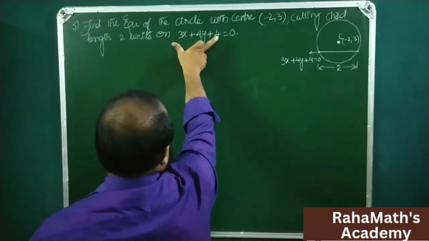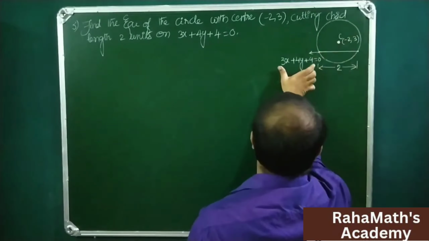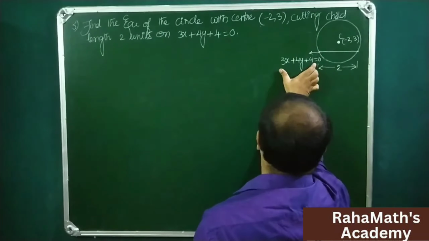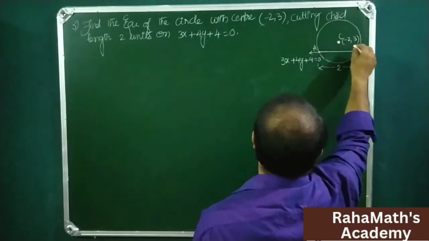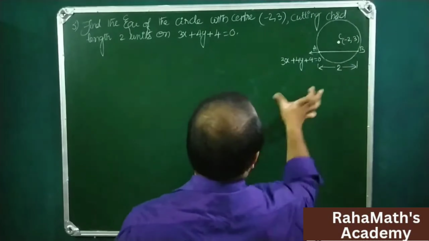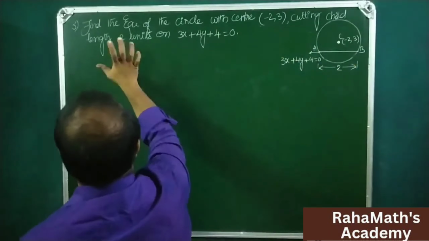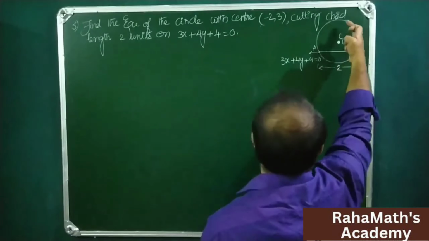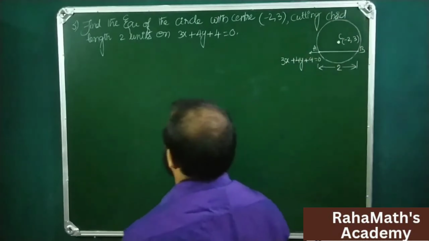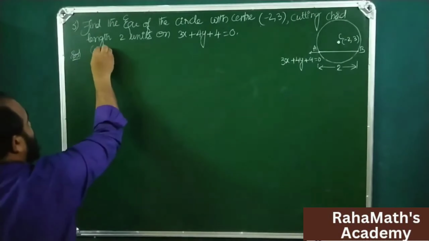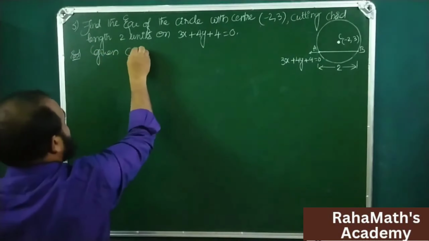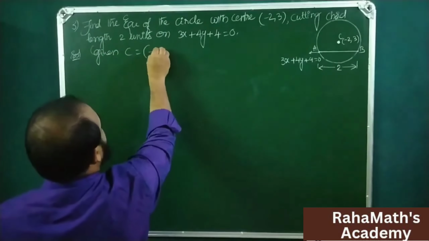A line cuts this circle. The line 3x + 4y + 4 = 0 cuts this circle. Let us suppose that it cuts at A and B. So this chord length is given as 2 units. Then we need to find the equation of this circle. Solution. Given C = (-2, 3).